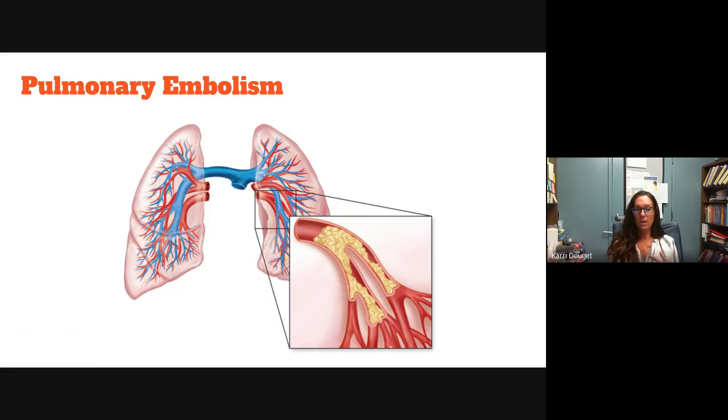Have they traveled any long distances? Have they had any recent surgeries? Do they smoke? Females, are they on birth control? Okay, so we're asking those things because these are risk factors for a PE.